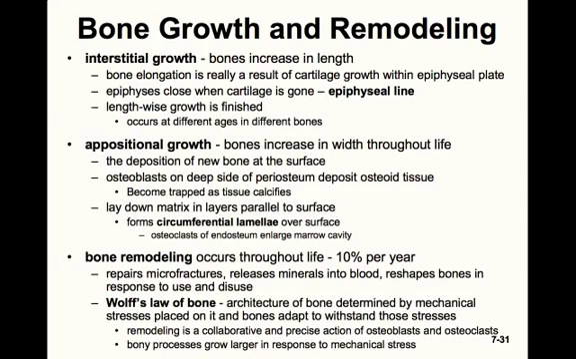When we start looking at bones themselves, we'll see that there are many features all over the bones for muscle attachment. The more that the muscle works on the bone, the larger these features become as the bone remodels itself in response to stress. Wolff's law of bone describes exactly this. He describes that the architecture of bone is determined by the mechanical stresses that are placed on it. So bones adapt to withstand these mechanical stresses. So remodeling is a collaborative and precise action of osteoblasts laying down new bone and osteoclasts dissolving old bone where it's no longer needed.